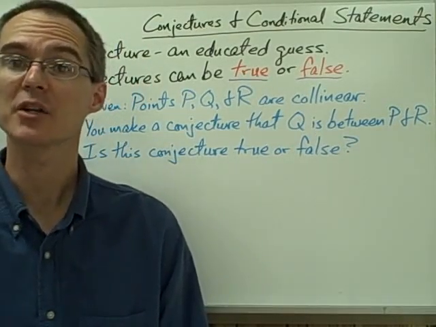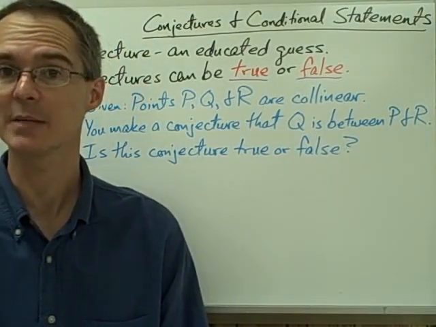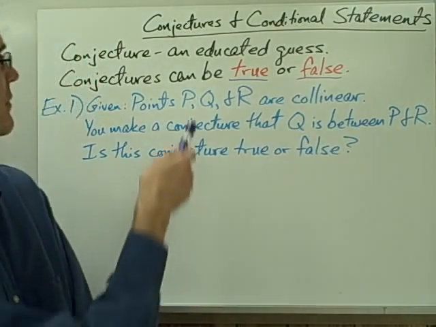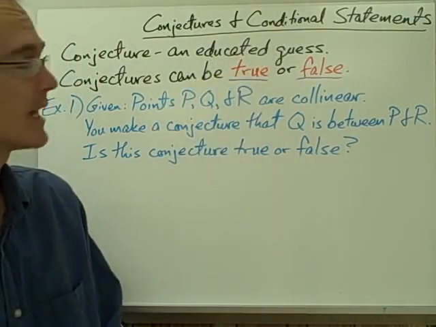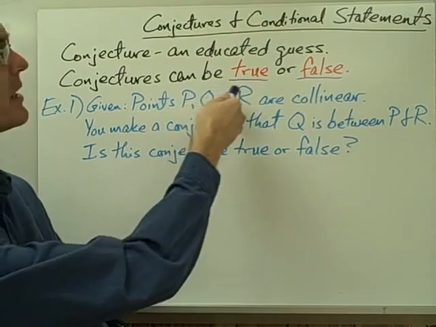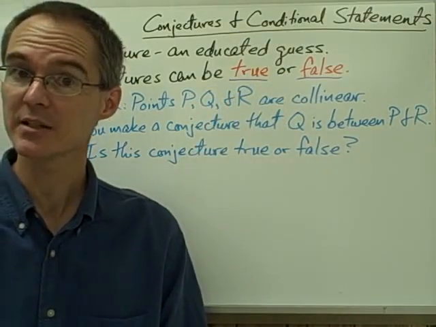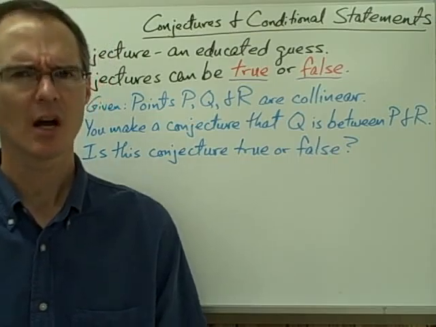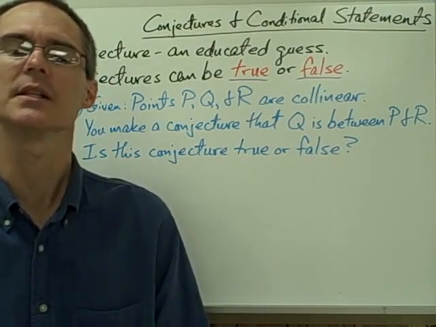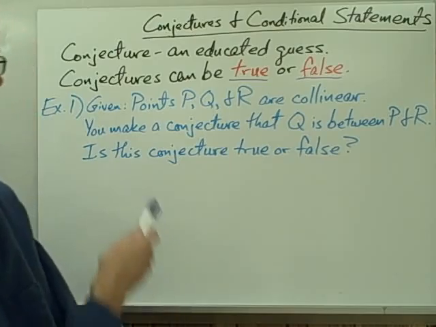Okay, now we're going to talk about conjectures and conditional statements. Now, a conjecture, as we've already said, is just an educated guess. Conjectures can be either true or false. Sometimes it's very easy to tell if a conjecture is true or false. Other times, it's not so easy. Let's take a look at example number 1.